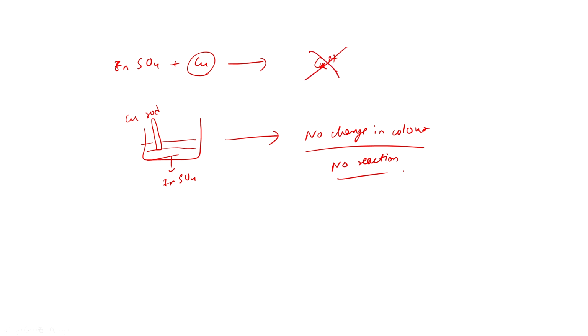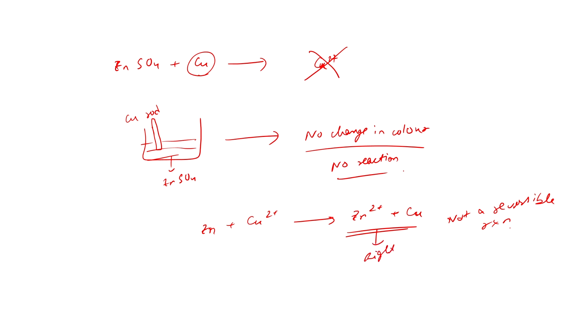That means, whenever there is a presence of zinc and copper, zinc preferentially goes into Zn2 plus, whereas copper wants to stay in the copper state. That means the reaction that I have written earlier is not a reversible reaction, it is an irreversible reaction. That means this right hand side product is favored.